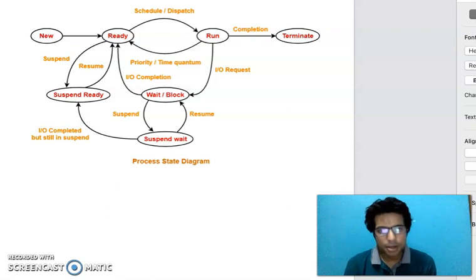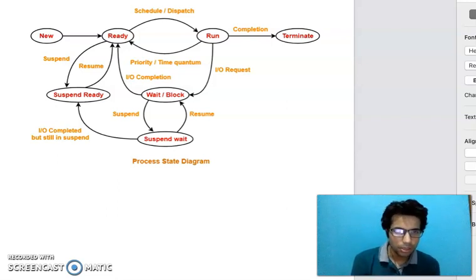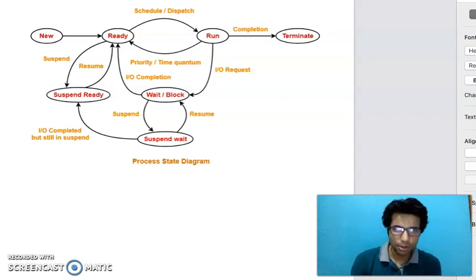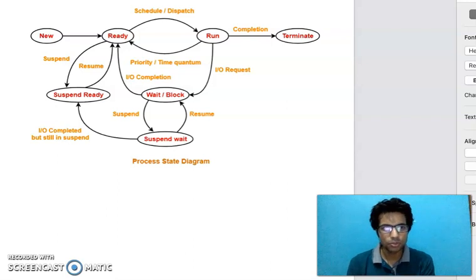Then, in the suspend ready state, a process in the ready state which is moved to secondary memory from the main memory due to lack of resources, mainly primary memory, is in the suspend ready state. If the main memory is full and a higher priority process comes for execution, then the operating system has to make room for that process in the main memory by throwing the lower priority process out into the secondary memory. The suspend ready process remains in the secondary memory until the main memory becomes available.